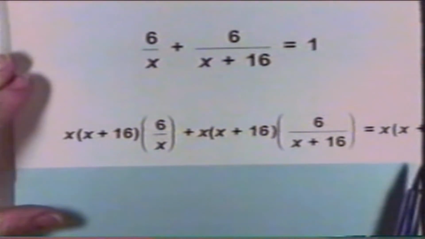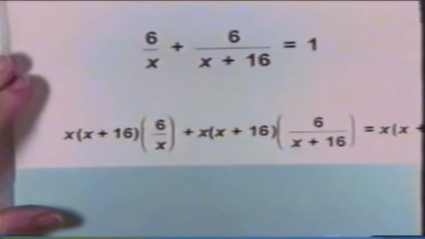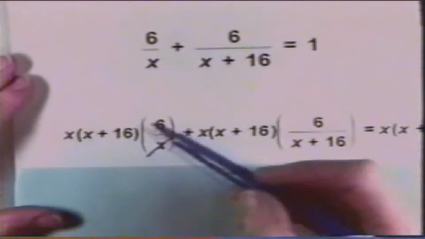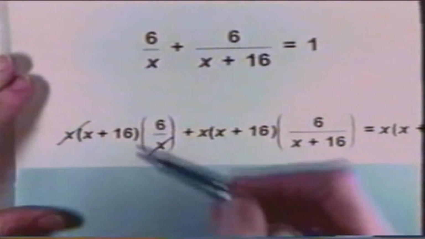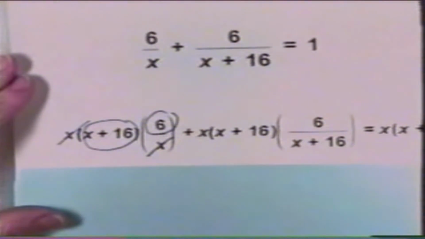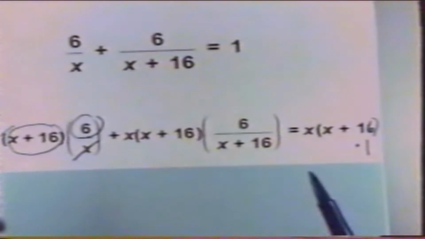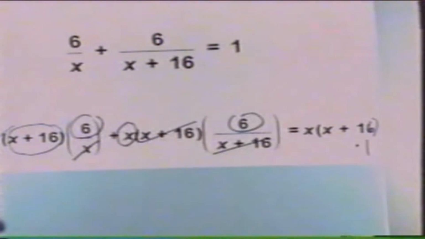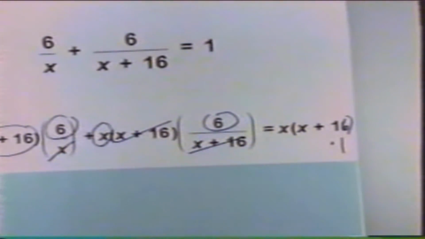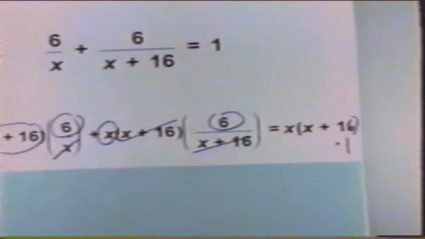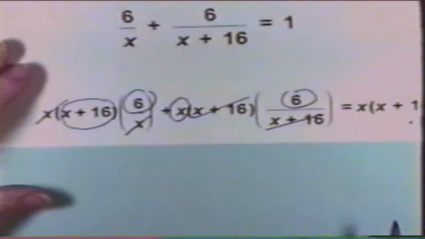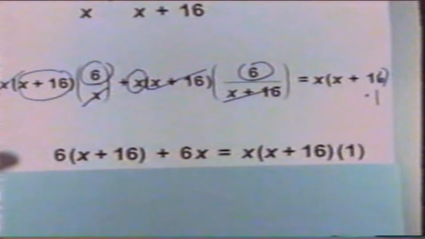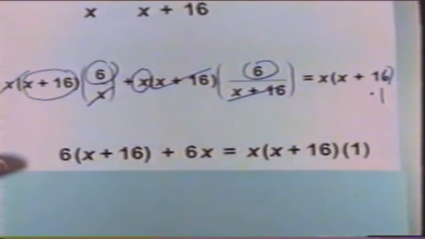So let's go back and look at the left hand side. So we have to cancel out. In this first term the x's cancel out, and that'll just leave us with x plus 16 and 6. The second part will have the x plus 16's canceling out, and that will just leave x and 6. And then finally on the right hand side, there is no denominator, nothing cancels out. So let's see what remains after we do that. We have 6 times x plus 16, we have 6 times x, and on the right hand side we have everything because nothing canceled.